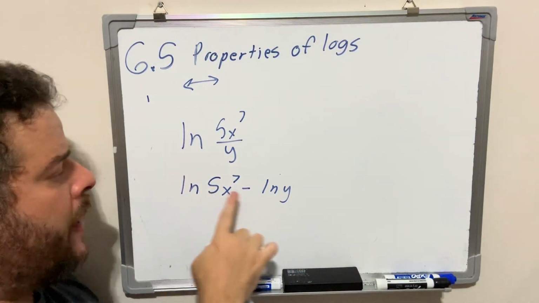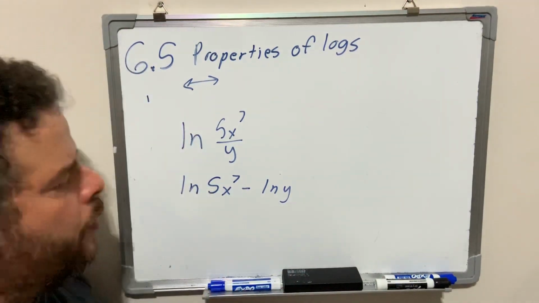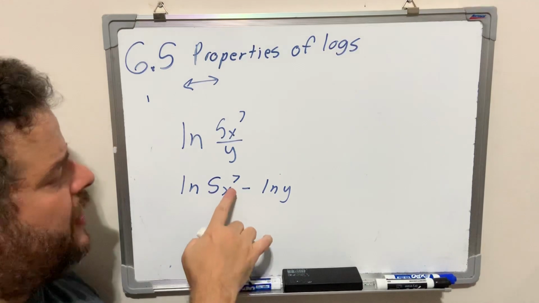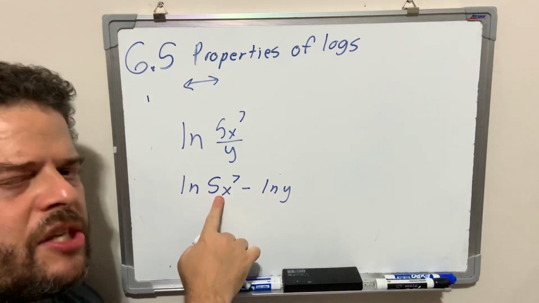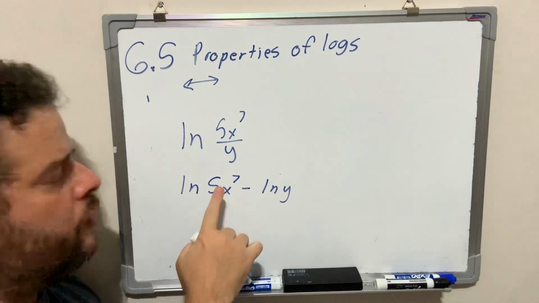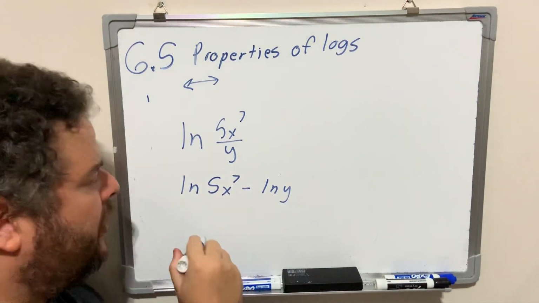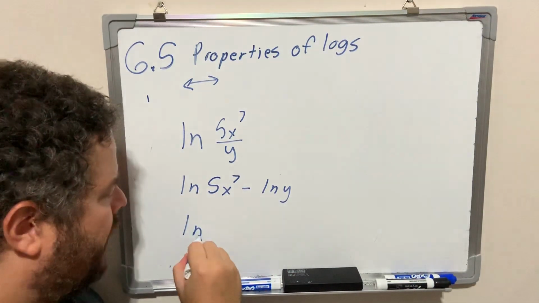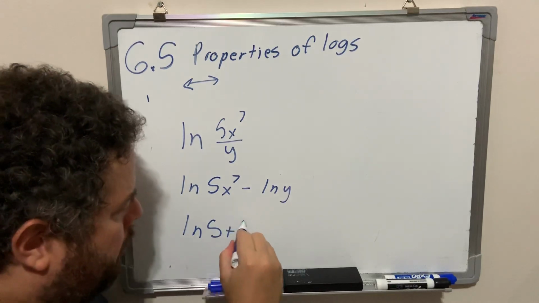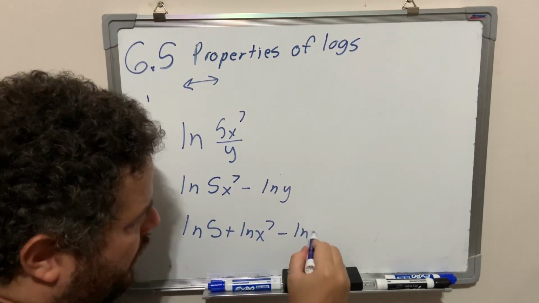I distributed my log, so that's good. I mean, that's about 30% of the work. You can see here, I have a power, but I also have a multiplication, 5 times x. So again, you're going to leave the exponents for the end. I'm going to break this log, which is a multiplication, into an addition: ln 5 plus ln x to the 7th minus ln y.